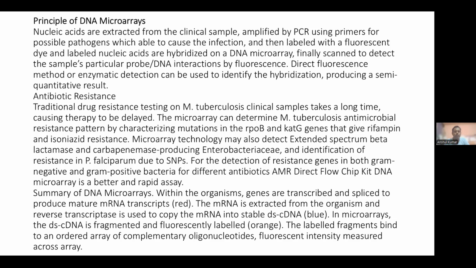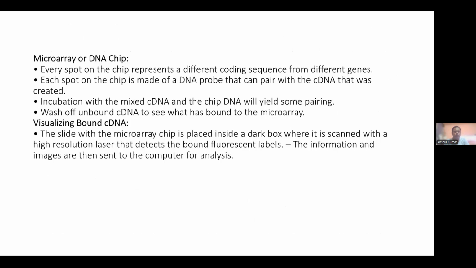For the detection of resistance genes in both gram-negative and gram-positive bacteria for different antibiotics, the AMR direct flow chip kit, a DNA microarray, is a better and rapid assay. So these are some of the important examples which can be used for the detection of important resistance genes in the different pathogens towards the antibiotics.